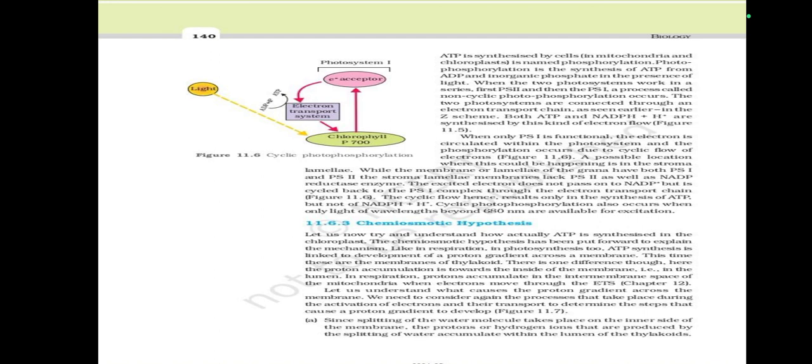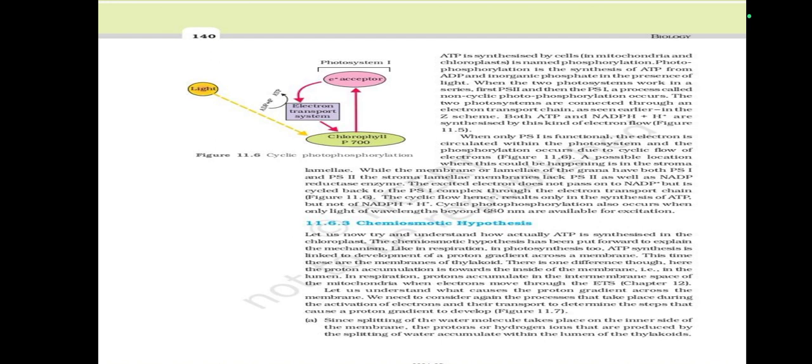Figure 11.6. A possible location where this could be happening is in the stroma lamellae, while the membrane of the grana lamellae have both PS1 and PS2. The stroma lamellae membranes lack PS2 as well as NADP reductase enzyme. The excited electron does not pass on to NADP+ but is cycled back to the PS1 complex through the electron transport chain. Figure 11.6. The cyclic flow hence results only in the synthesis of ATP, but not of NADPH + H+. Cyclic photophosphorylation also occurs when only light of wavelengths beyond 680 nanometers is available for excitation.